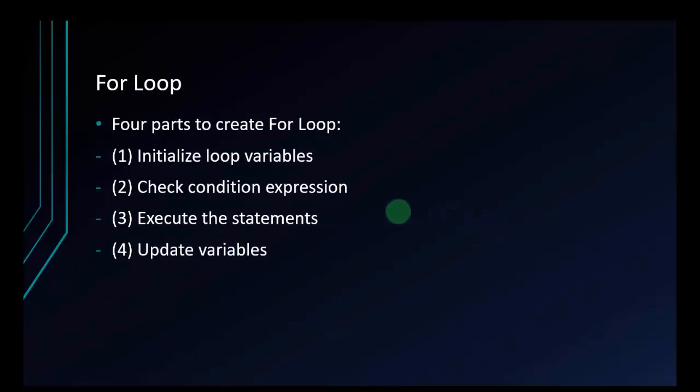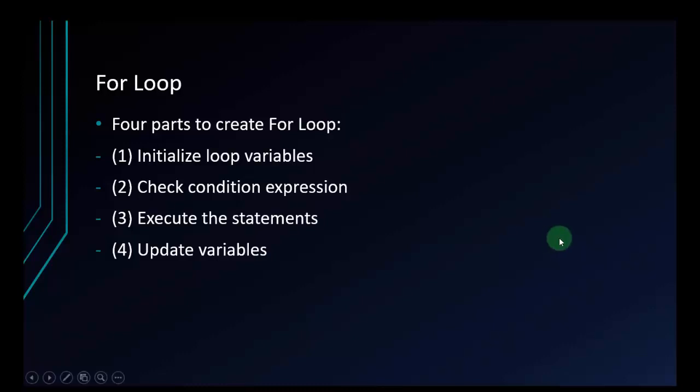In the for loop, we have four parts. First, initialize loop variables. This means you have to create a begin value. The second is the check condition expression. This means you have to check the condition with the end value in order to continue the loop or exit. And the third, you execute the statement. It means you run the program in the loop, and then you update variables. This means you will increase or decrease the value you created.